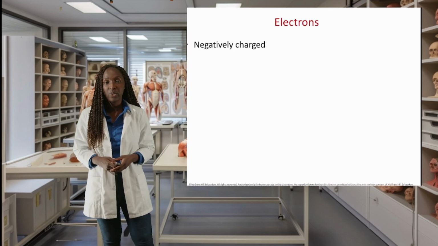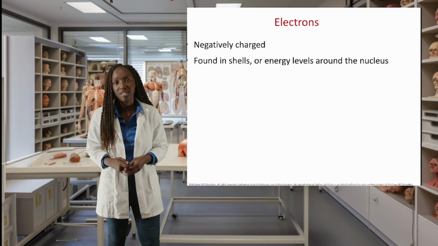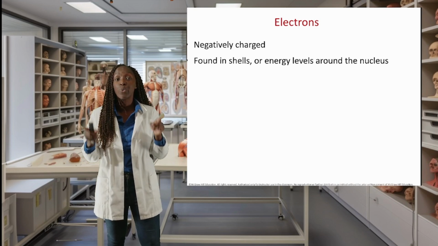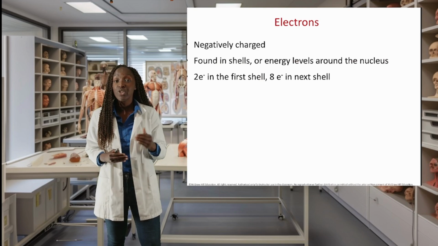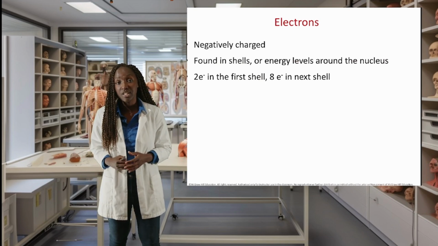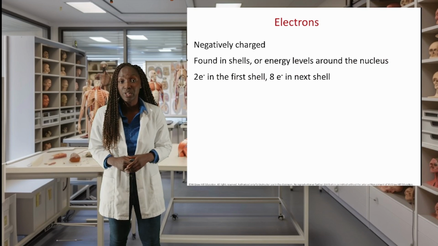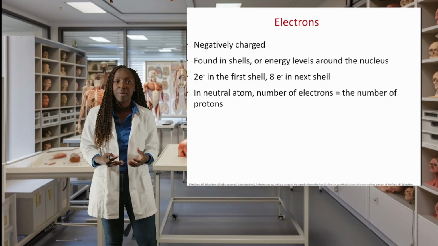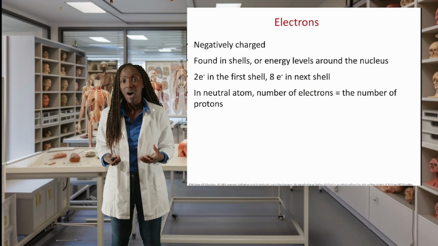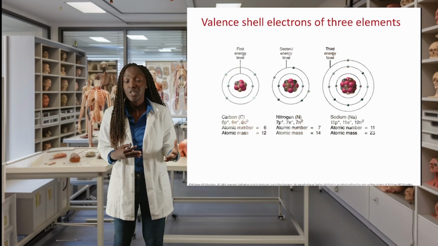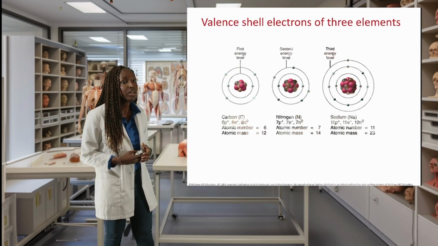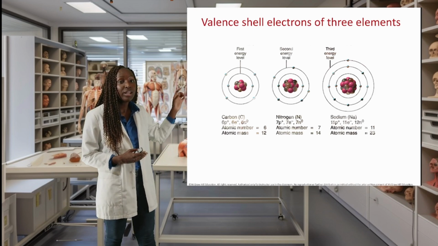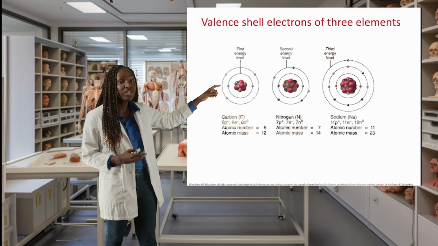Our last subatomic particle is electrons. They are negatively charged, and they're found in shells or energy levels around the nucleus. Now, there's a certain number of electrons that can fit in each of these energy shells. In our first shell, closest to the nucleus, we can hold up to 2 electrons. In the next shell, we can hold up to 8. In a neutral atom, the number of electrons and the number of protons are equal. We'll learn later what it looks like when those numbers are not equal. So we can see here in our planetary models that in our first ring, we have 2 electrons, and in our second ring, we only have 3, but we can have up to how many?